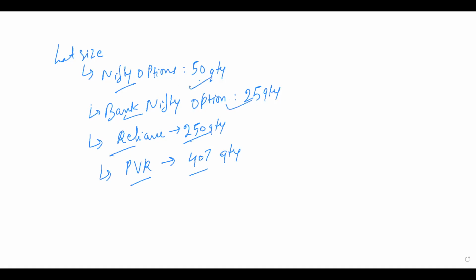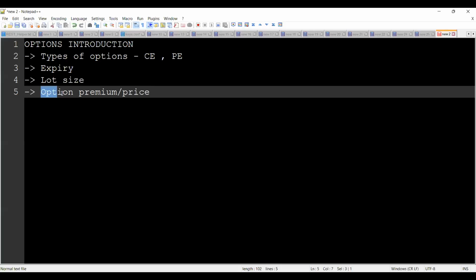And these lot sizes can be changed depending on the changes in the prices. Bank Nifty used to have a lot size of 40 when Bank Nifty was hovering around 25,000. But now since Bank Nifty has grown up a lot, its lot size has reduced. So lot sizes can also keep changing, but they change very rarely. Now coming back to the most important part of this video.